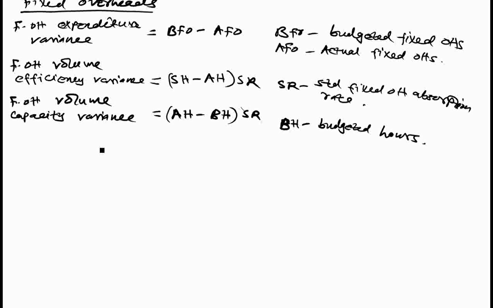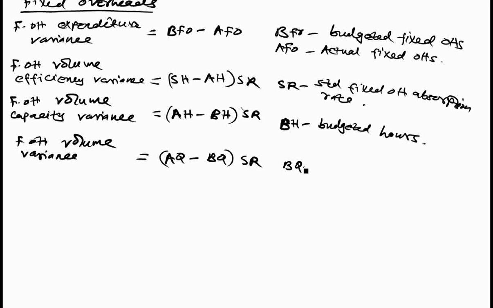Then there is another one known as fixed overhead volume variance, but I often find it unnecessary. Still, it may be okay if you just know it in case the examiner asks you about it. The formula for that is actual quantity minus budgeted quantity into the standard overhead absorption rate. BQ means budgeted quantity.